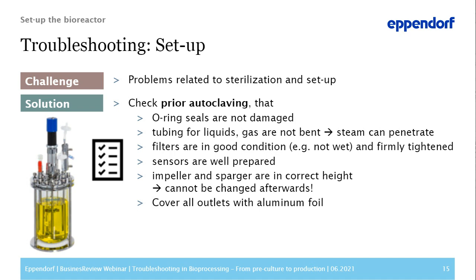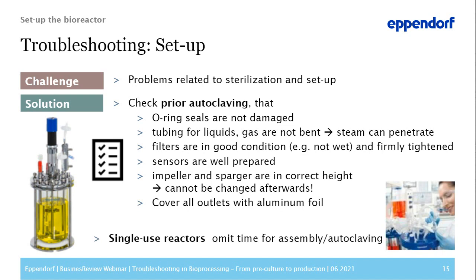Another step is the sensor check and preparation, as we spoke about in the previous slide. One also needs to ensure that in case of a polarographic DO sensor, an unexpired DO electrolyte solution is filled into the membrane cap before inserting the sensor into the head plate. The next part one needs to check is that the impeller and the sparger height are correctly adjusted, since this is not something that can be changed after the autoclave step. And lastly, you will go ahead and add a cap to the pH and add aluminum foil to the open sensor outlets on the head plate. Again, if you're using single-use reactors, then you eliminate the entire assembly or the autoclave step.